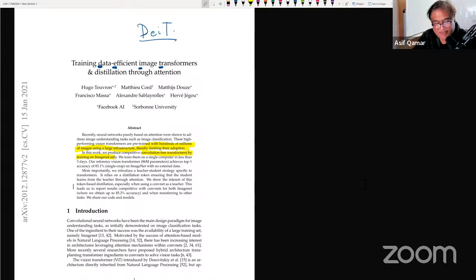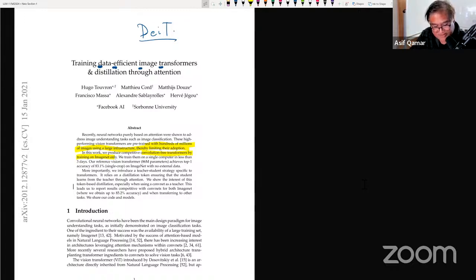More importantly, we introduced a teacher-student strategy specific to transformers. Teacher-student was the classic thing of distillation. It relies on a distillation token, ensuring that the student learns from the teacher through attention. Right? So we'll pay more attention. We'll go and read some of the details.